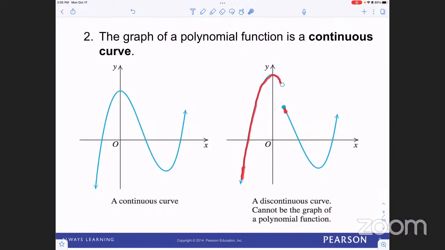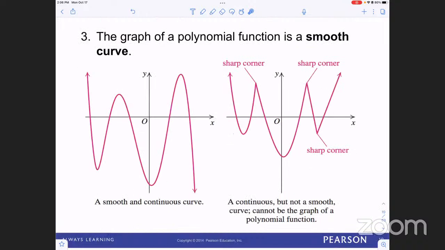I had to pick my pen up in order to jump that gap, right? So because the one on the right has a hole or a gap or a break, then it cannot be the graph of a polynomial function because it's not continuous. Another property for polynomial functions is that the graph of a polynomial function is a smooth curve. So there are no sharp corners or edges or anything like that, right?